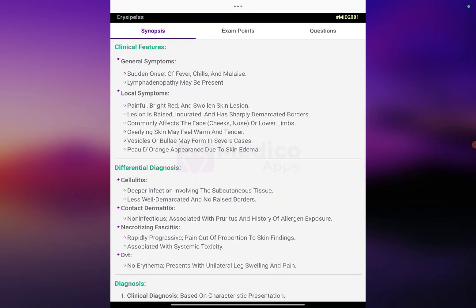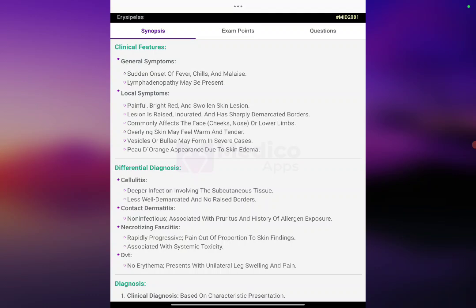Clinical features. General symptoms: sudden onset of fever, chills, and malaise. Lymphadenopathy may be present. Local symptoms: a painful, bright red, swollen skin lesion. The lesion is raised and indurated and has sharply demarcated borders. It commonly affects the face or the lower limb.